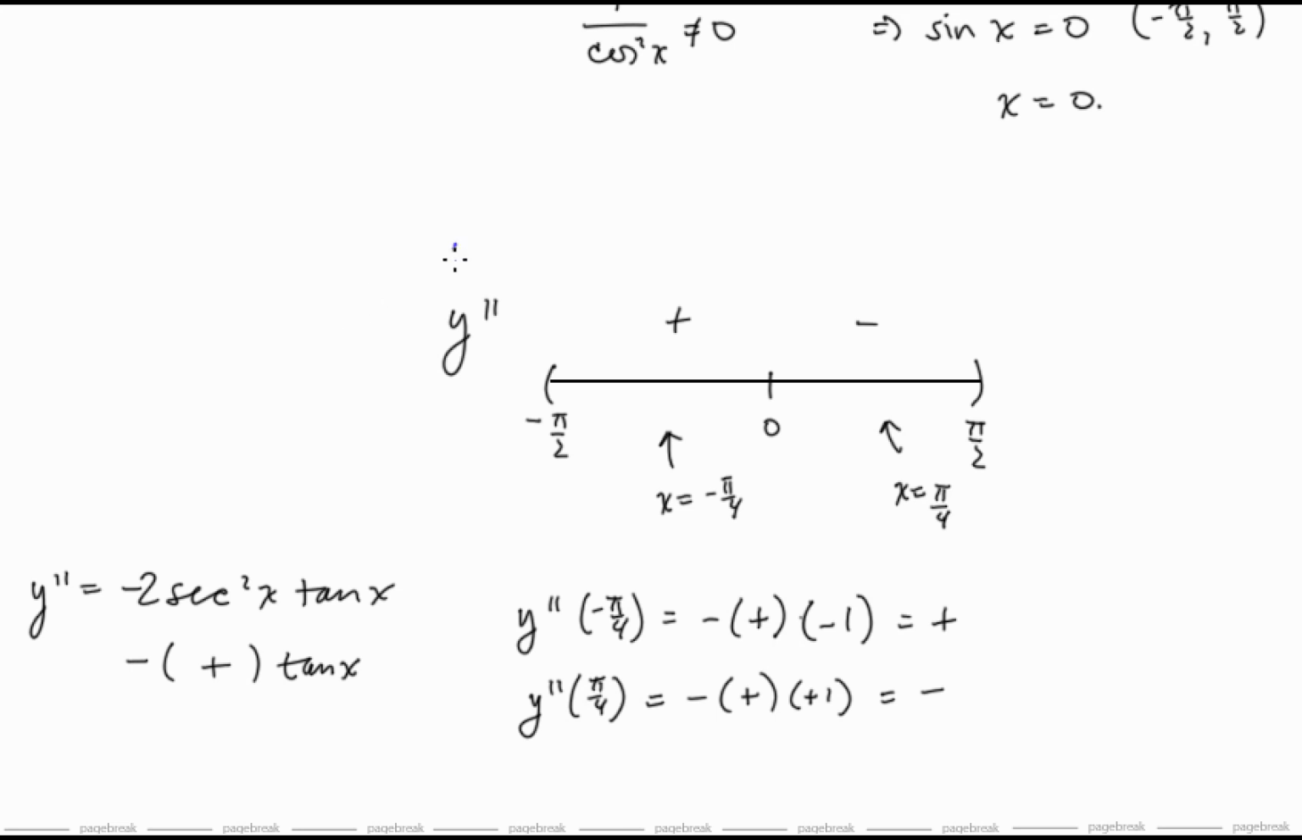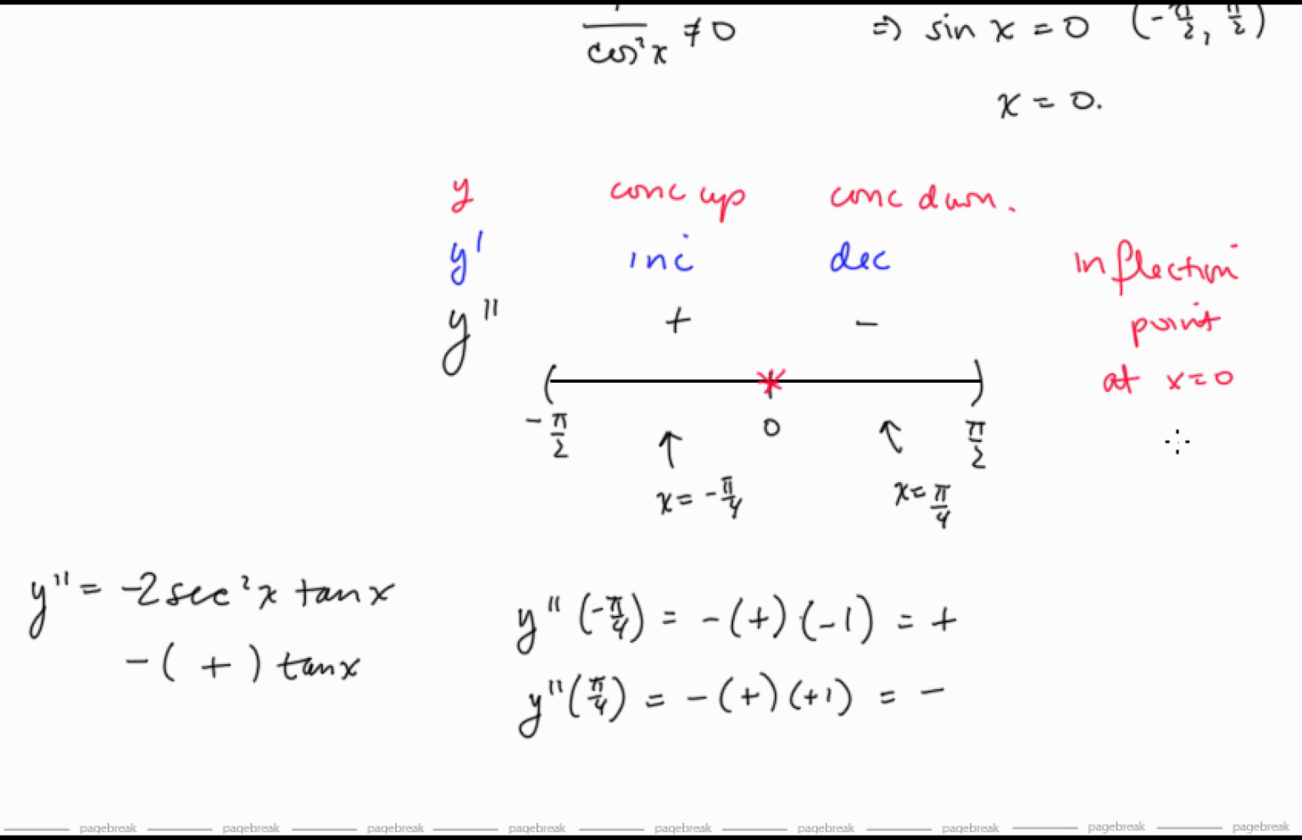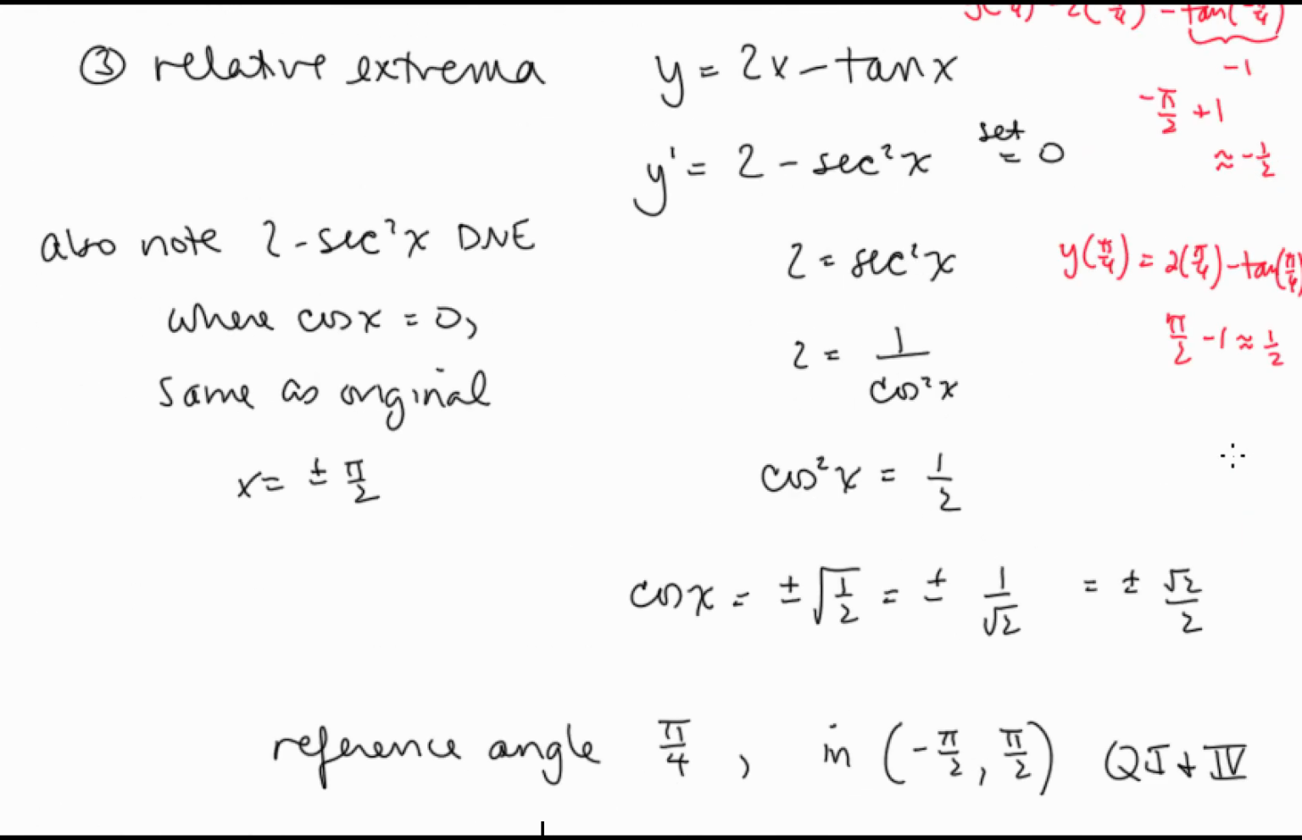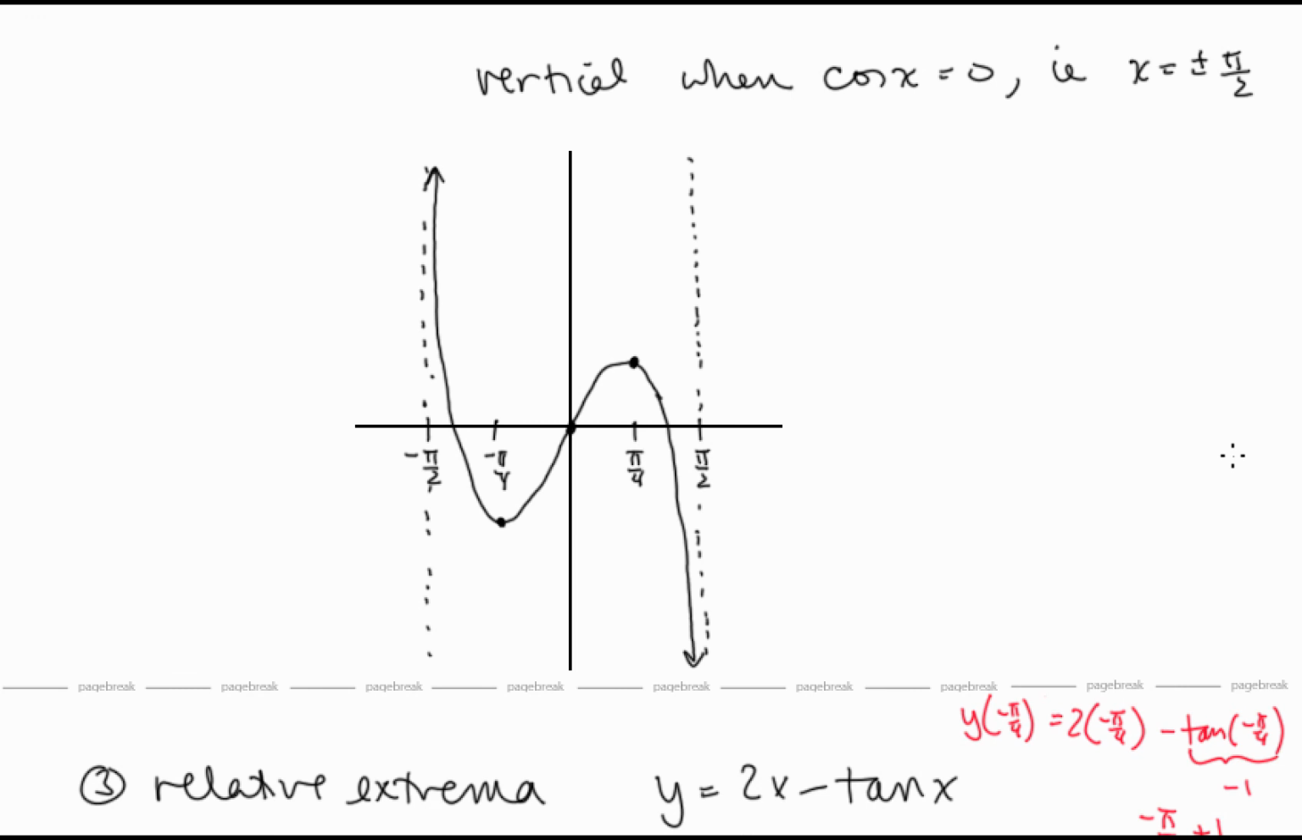So what does it say about y prime? It says that y prime is increasing and then decreasing. And about y, this says that y is concave up and then concave down, so that we have an inflection point at x equals 0. And we already know the y-coordinate to go with that is 0. And does that match what we have already? It does. And so this is a sketch of y equals 2x minus tan x.